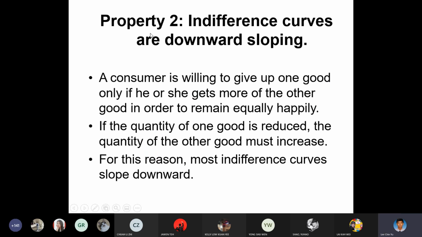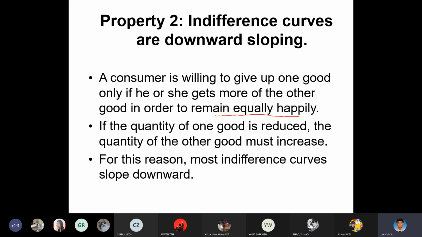And then for property 2, indifferent curves are downward sloping, meaning that a consumer is willing to give up one good only if he or she gets more of the other good in order to remain equally happy. Because over here we say remain equally happy, you increase one, the other one must be reduced.